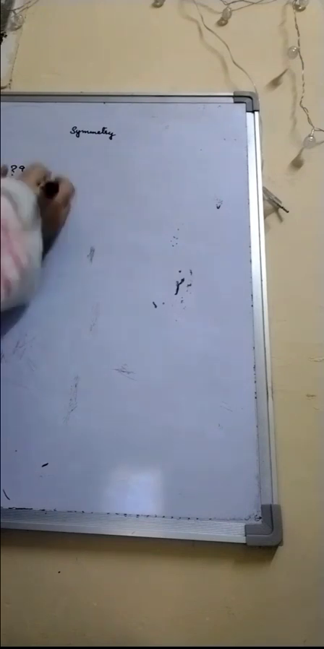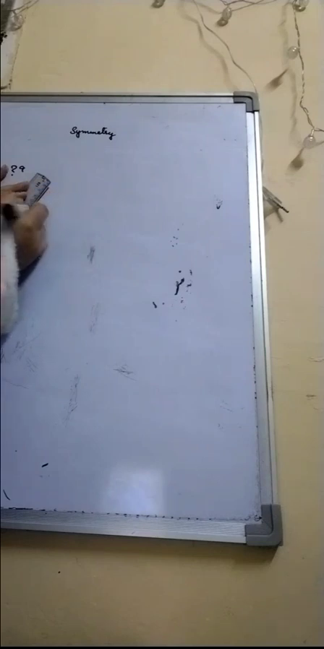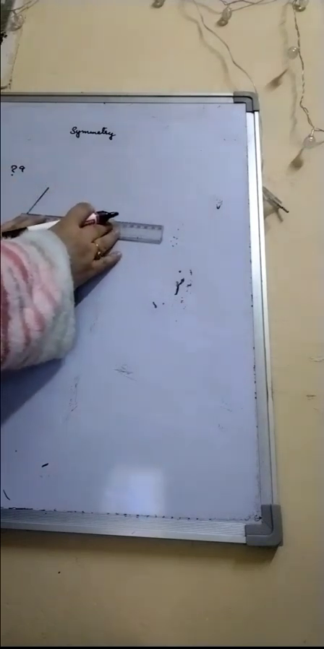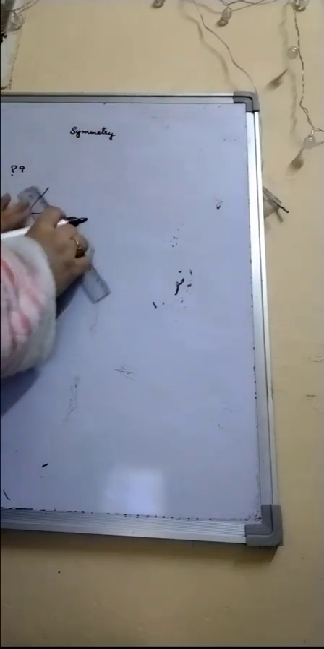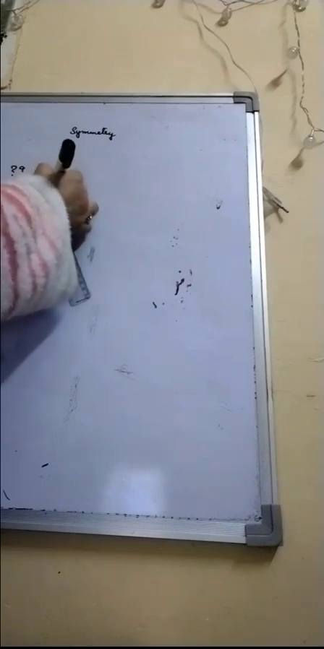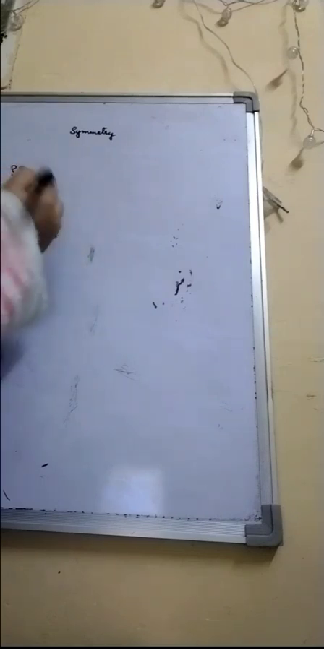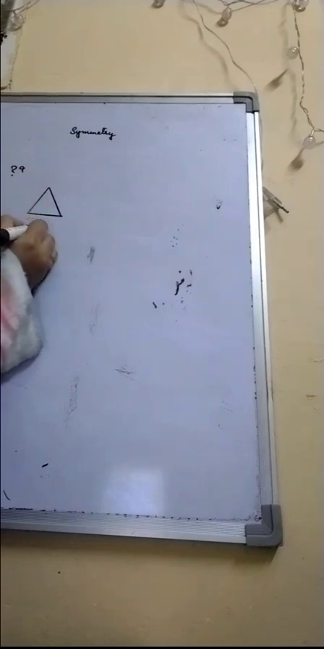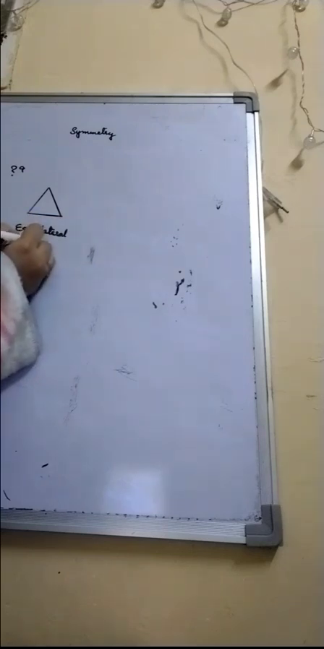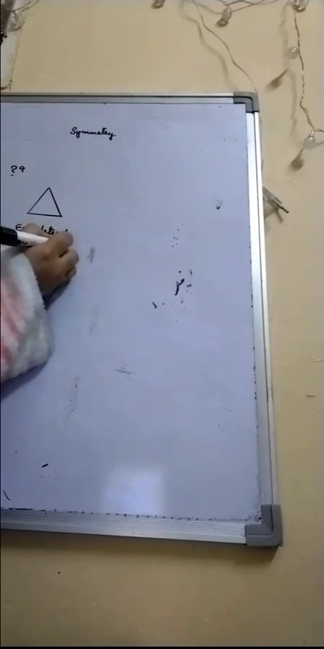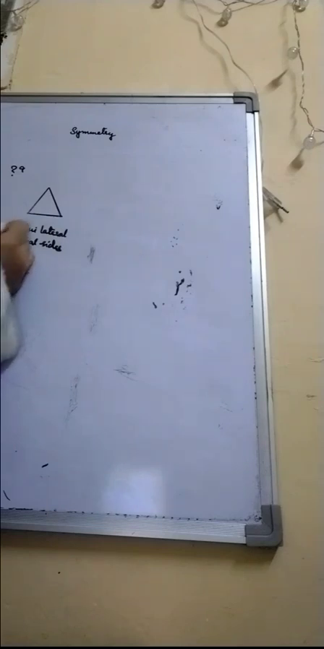What types of triangles can you have? One is the equilateral triangle, which we made yesterday. What was the property of equilateral? That all the sides are equal. Again I am explaining here. Equilateral means equal sides. A triangle has 3 sides, so 3 equal sides are there in an equilateral triangle.